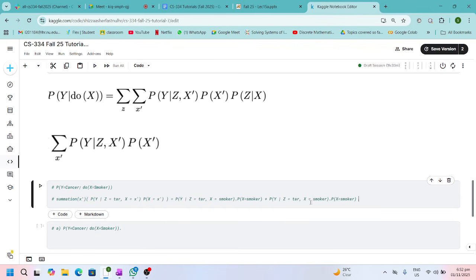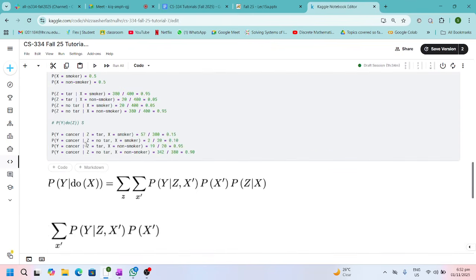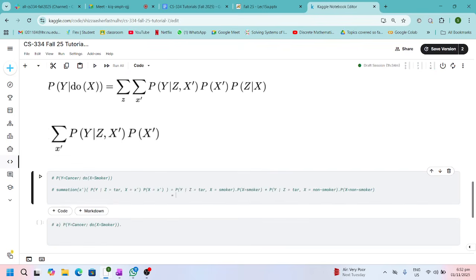Plus, and then I will do this for non-smokers as well, multiplied by the probability that X equals non-smoker. So it's just a matter of plugging in values and computing this sum now. Let's try it. We have actually computed some of this already. Probability of cancer given that Z equals star and X equals smoker. So let's see. Look, this is exactly the thing which we found out to be 0.15.